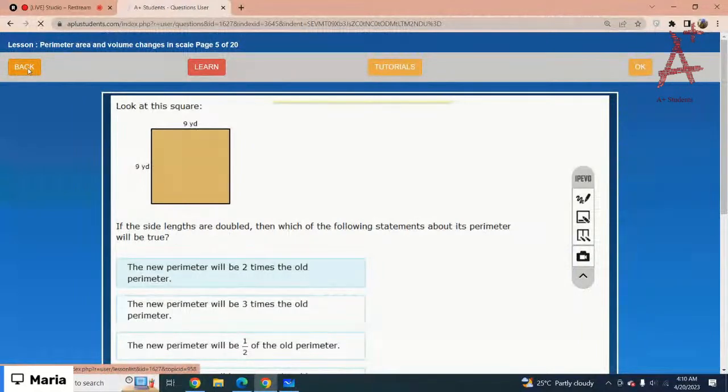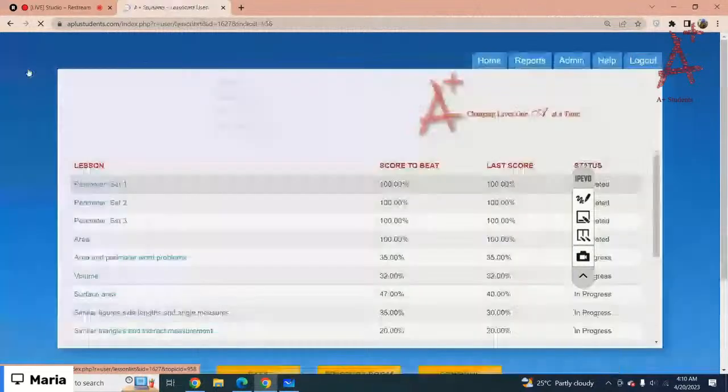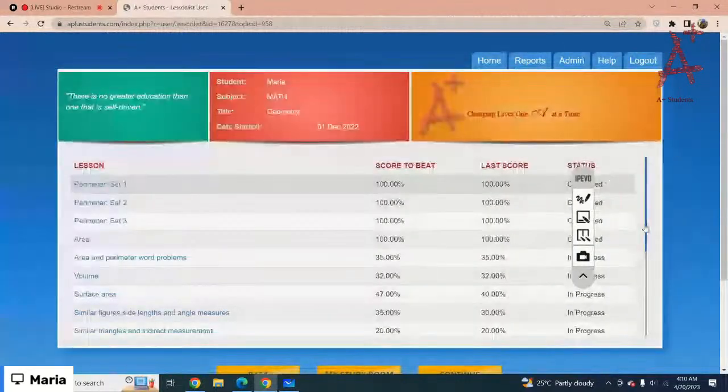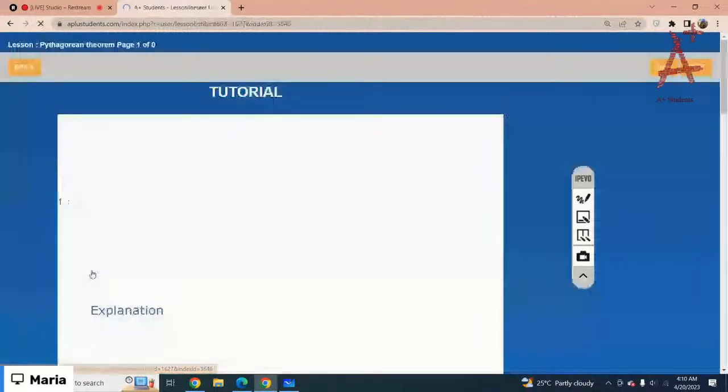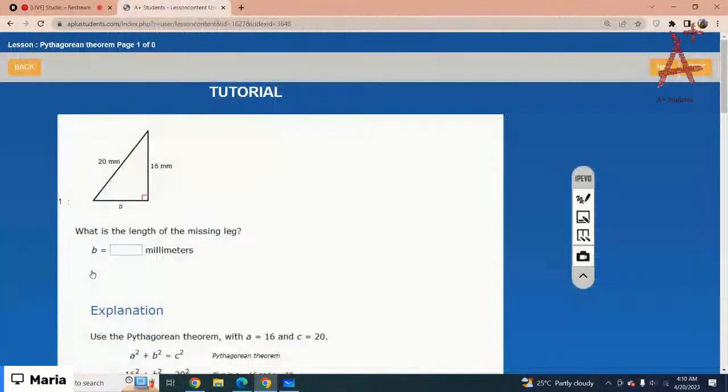Let me just move on to the next lesson. The next lesson is, I think, the Pythagorean theorem. Yes, let's just start with the Pythagorean theorem. Whenever we are working with right angle triangles, we use the Pythagorean theorem to solve the right angle triangle. Let's look at the given example.